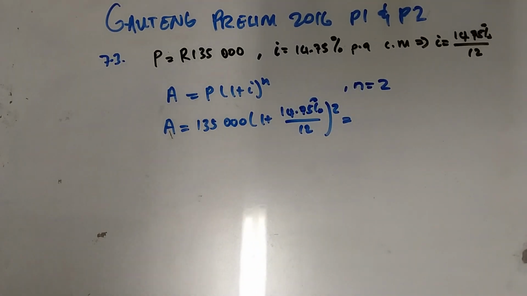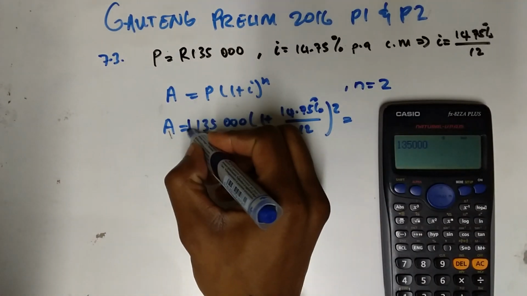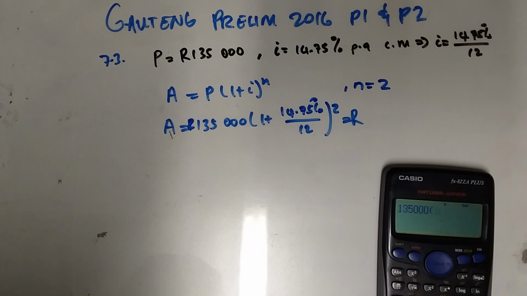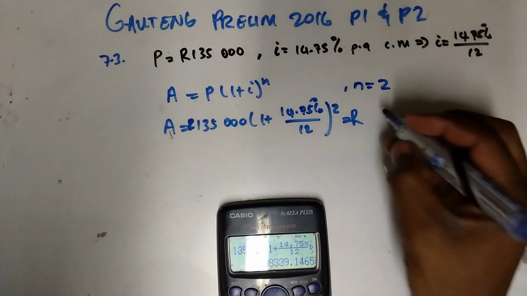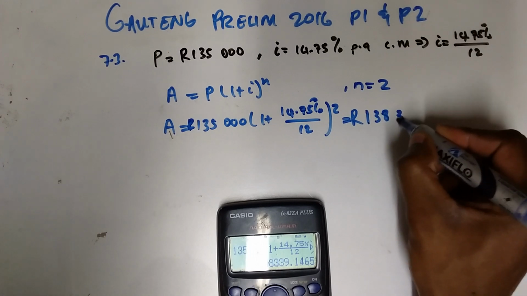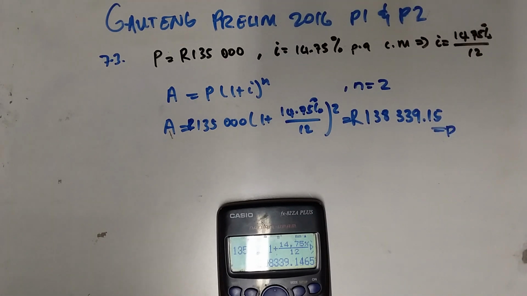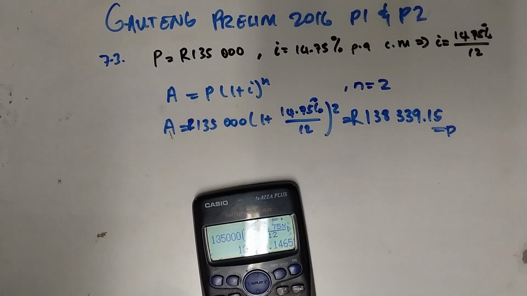So let me put that in a calculator. We get 135,000. Oh, I forgot the brackets here. 135,000 times 1 plus 14.75% divided by 12. It's important for me to put percent. Divided by 12 and everything to the exponent 2. So the money is 138,339.15. This is the money that she owes 2 months after the loan was granted.